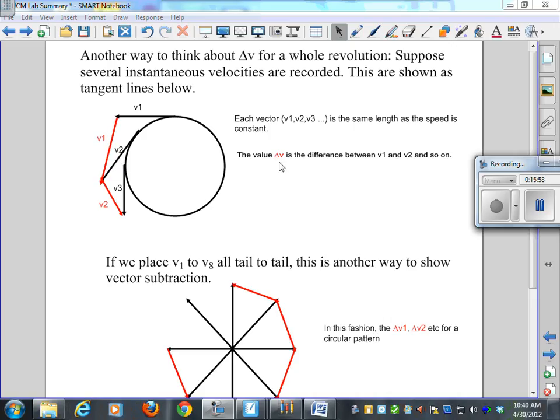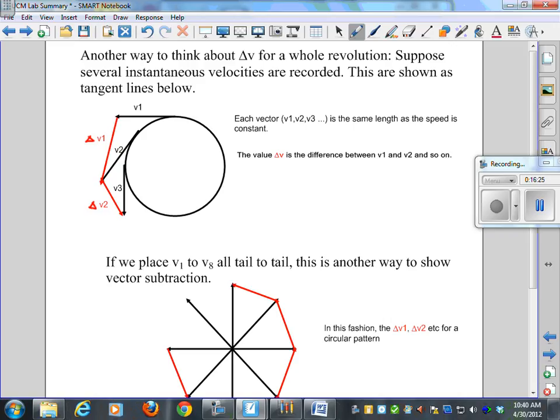The value in red, delta V, is the difference between V1 and V2, and so on. So the difference, how much does the velocity change? Well, it's vector subtraction. It's from there to there. So my red value here is my delta V1. There should be a triangle there. So delta V1, delta V2, and could you draw those all the way around if you chose to? You could. All right.